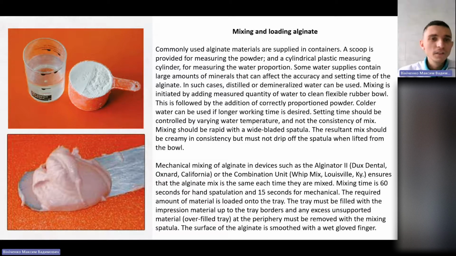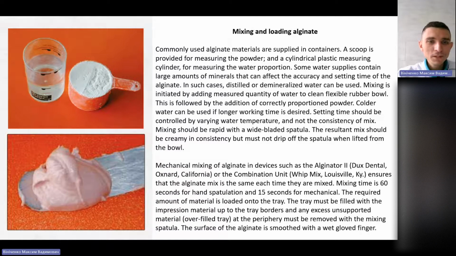So that is the right consistency of this alginate. Fortunately, we have new apparatus that will mix it for you, and you have the right measures to use, so it makes it easy. If you have a special apparatus, it's the best way. Mechanical mixing of alginate in devices such as the alginator or the combination unit ensures that the alginate mix is the same each time it is mixed. Mixing time is 60 seconds for hand spatulation and 15 seconds for mechanical.